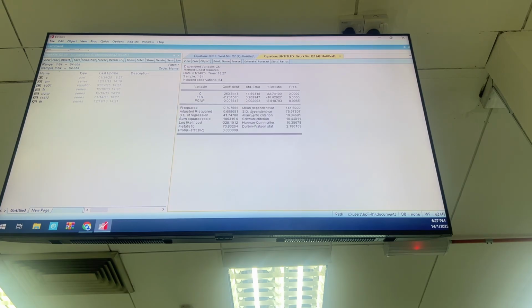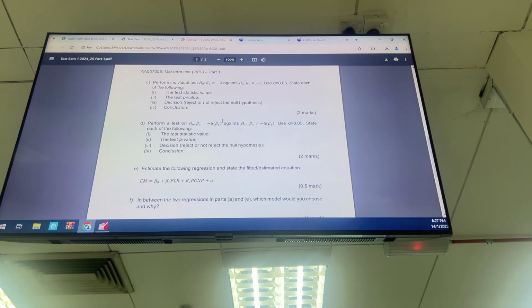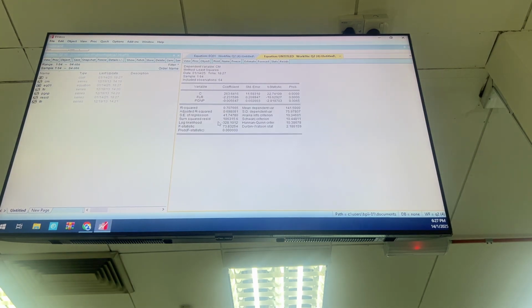Okay, so now the question asks, between the two regressions, which model would you choose? So how to choose? One of the ways is, because these two are nested, they are similar except one model is without one of the variables.